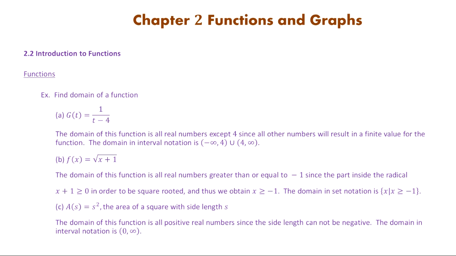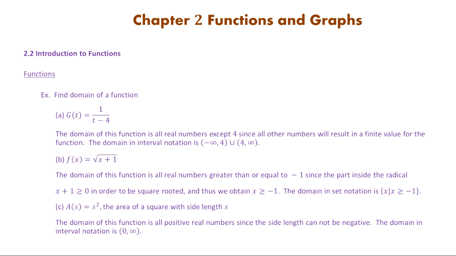So you have to look at the function itself and see what makes sense for the function itself, and that will give you the domain. In the third example, A of s equals s squared. This is the formula for the area of a square with side length s. So you want to find the area of a square with side length s, that's s squared. For the function itself, you can plug in any value for s.